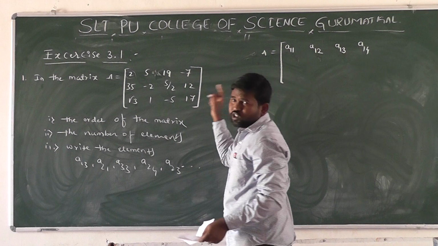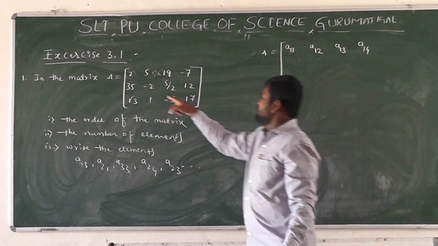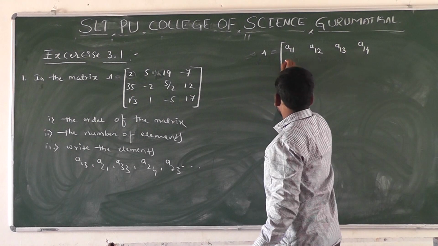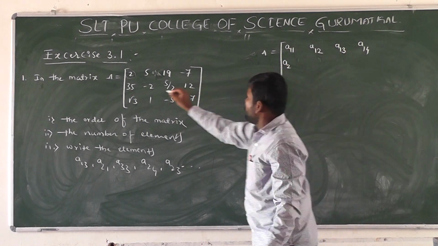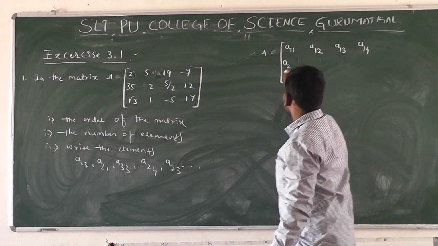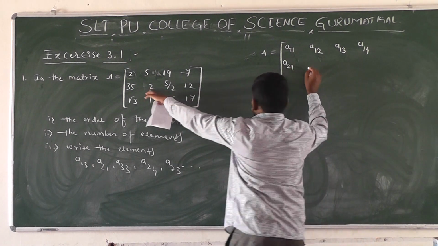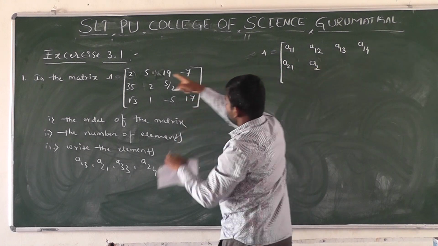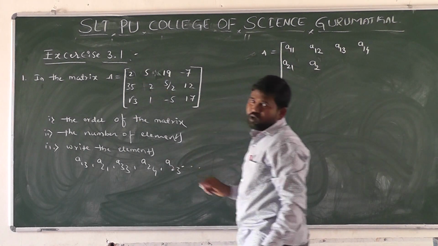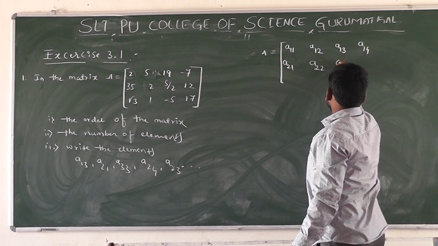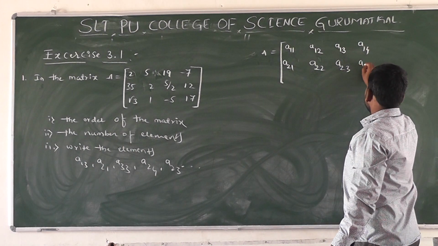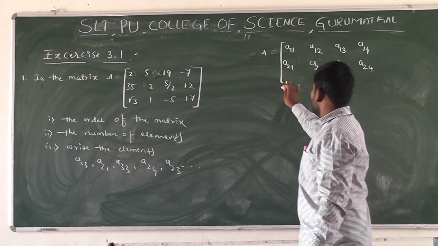This is the first row, fourth column, A14. Next, this is the second row, first column. This is the first one we have to write. Next, second row, second column. Next, second row, third column. Next, second row, fourth column.